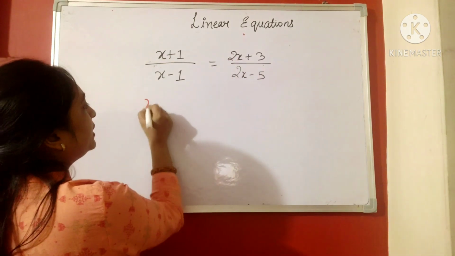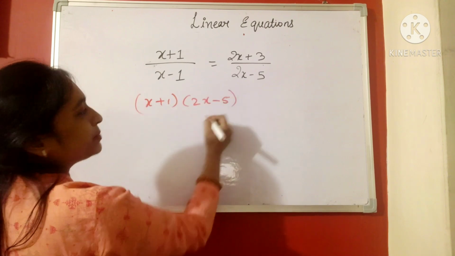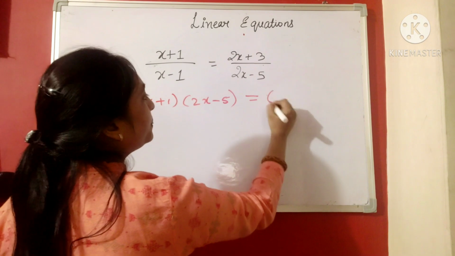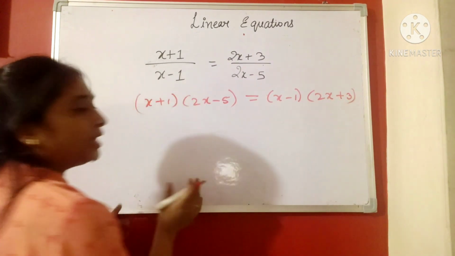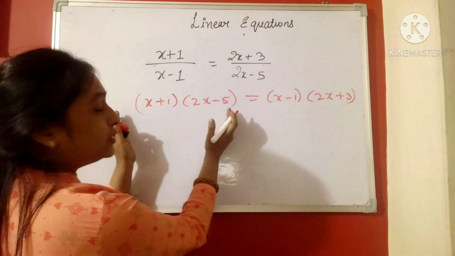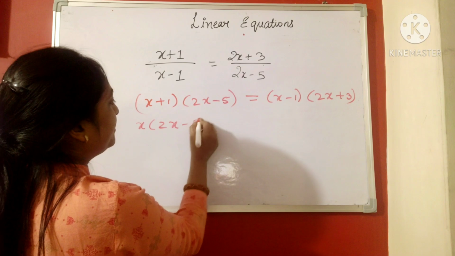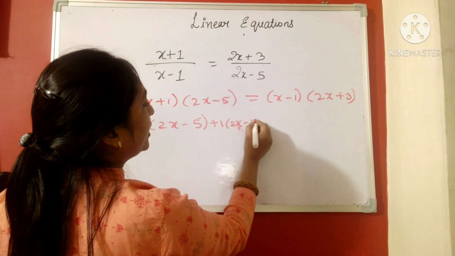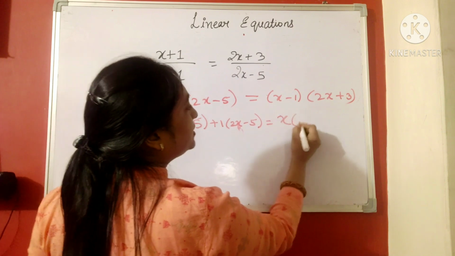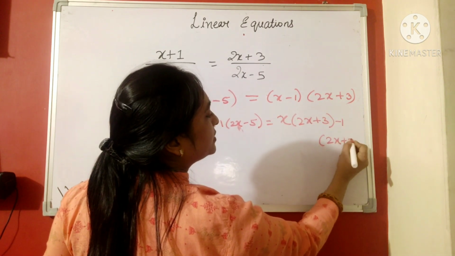When we do cross multiplication, x plus 1 will be multiplied by 2x minus 5 is equal to x minus 1 will be multiplied by 2x plus 3. Like normal multiplication, we will solve LHS and we will solve RHS. Let's say x into 2x minus 5 is equal to x into 2x plus 3 minus 1 into 2x plus 3.